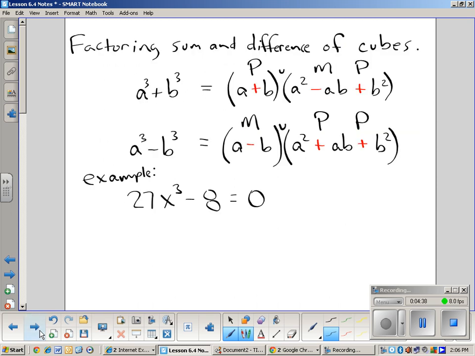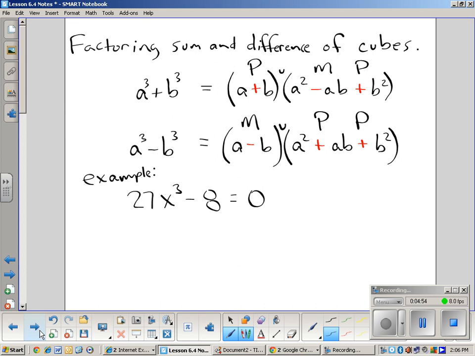That we already did. Here we go. Factoring sum and difference of cubes. I've already given the punchline away. Pump and muck. Two little words we use as acronyms to help us remember the signs.